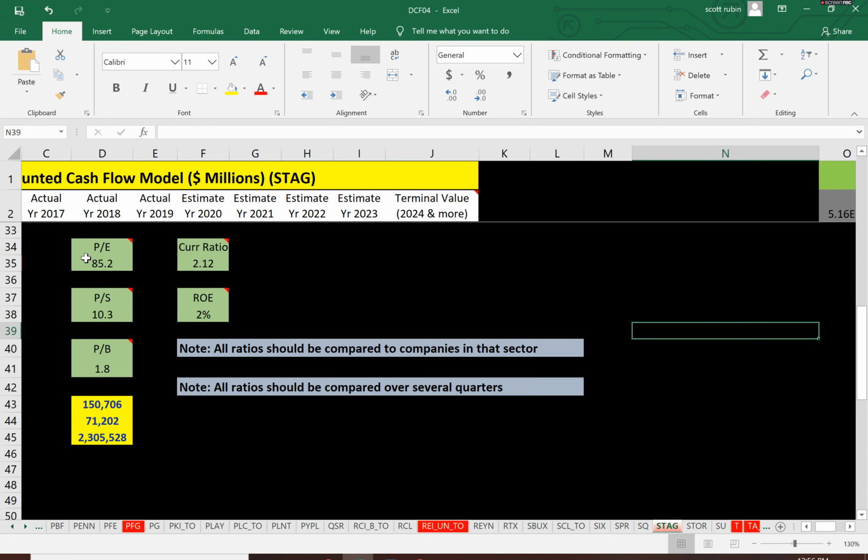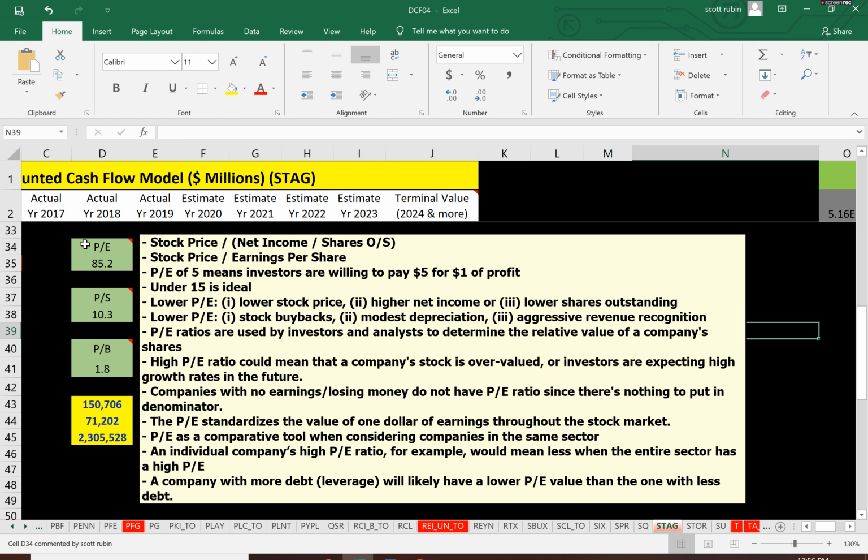And 85 is a really high PE. So that means people are willing to pay $85 for $1 of profit. So it doesn't sound so great. But it is a REIT, so you can't just say, oh, it's high, therefore it's bad. You need to compare it to other REITs. That's what you do with any ratio, is that you compare it to similar companies. You don't want to compare it to Apple, but compare it to other REITs to see how it performs. And if all the REITs are around this range, then it's okay.